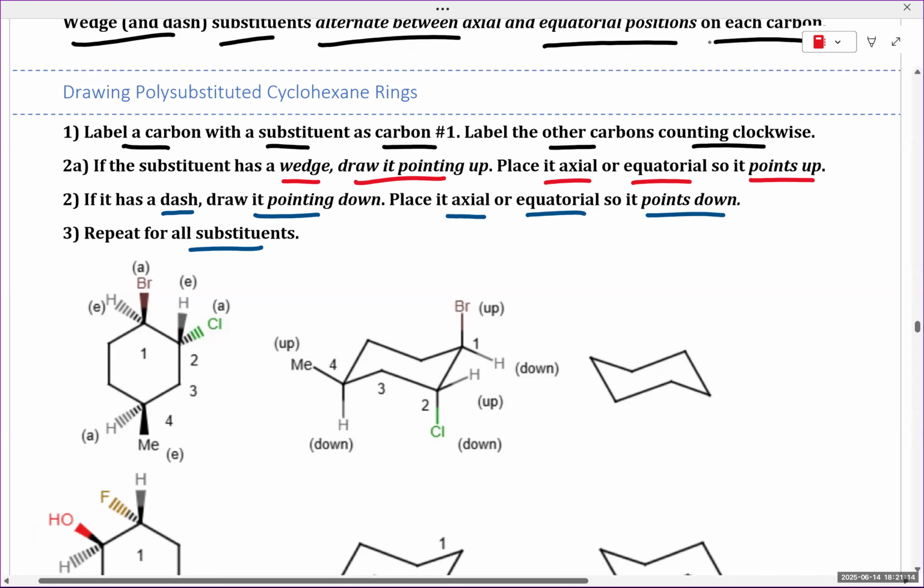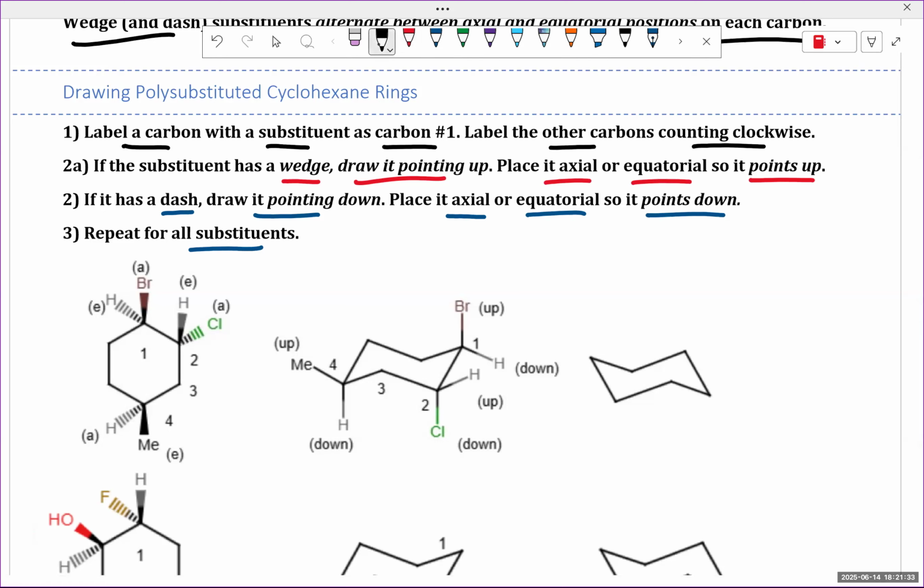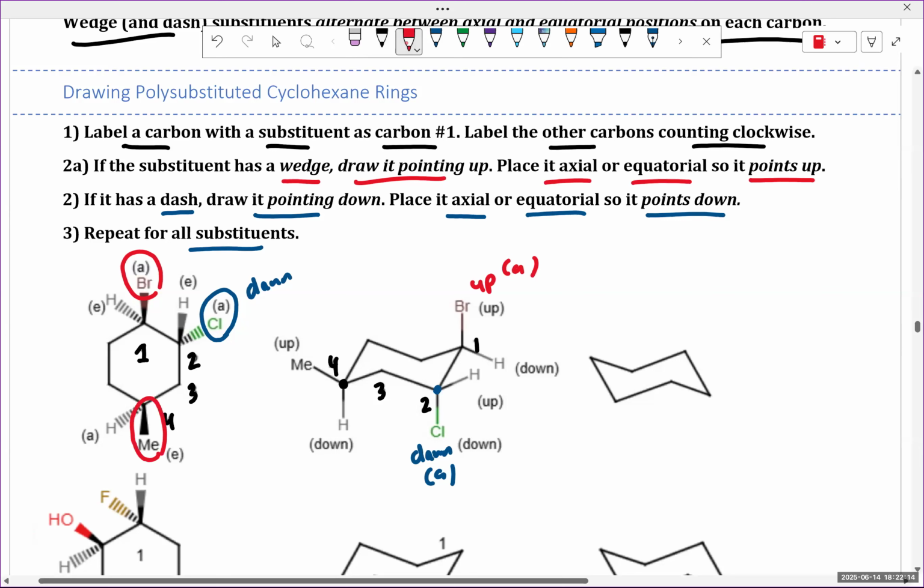I know some people like to memorize this mnemonic of alternating axial and equatorial. I find it's easier just to think in terms of whether the substituent is pointing up or down. So for example, in this case, we labeled our carbons 1, 2, 3, 4, counting clockwise. As you can see, the bromine has a wedge, so we draw the bromine pointing up. Moving to the next carbon, we see that the chlorine has a dash, so we need to draw it pointing down. On carbon 2, the position pointing down is the axial position. Looking at carbon 4, the methyl group again has a wedge, which tells us it's pointing up. The up position on carbon 4 is in the equatorial position.